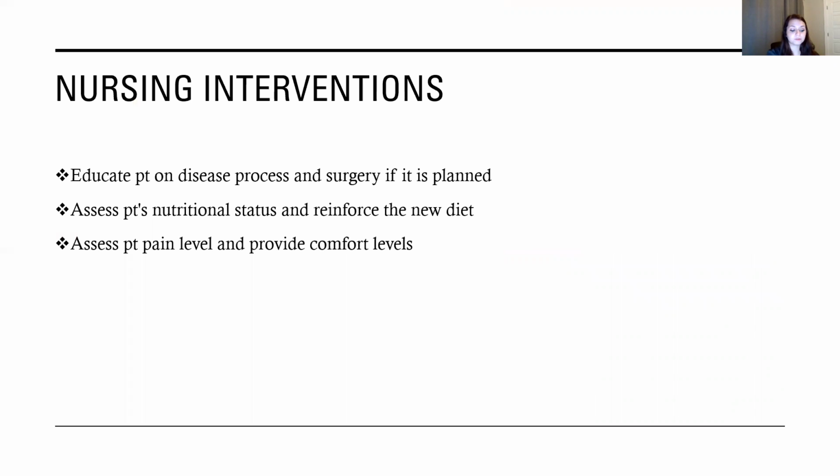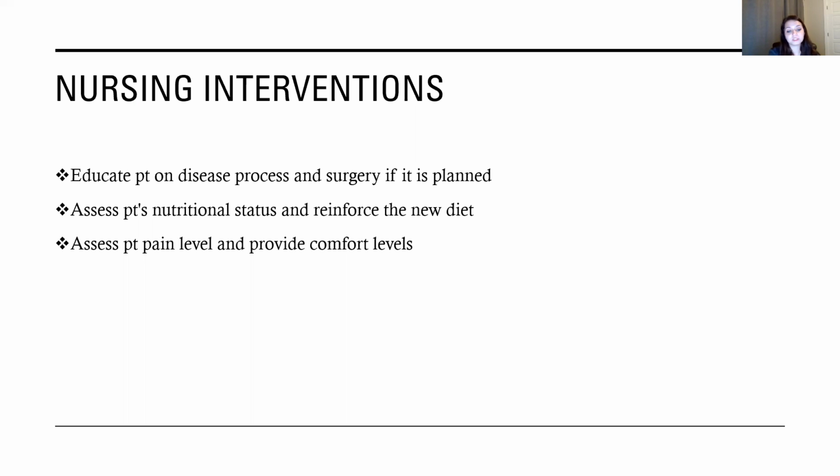Some nursing interventions would be to educate the patient on the disease process and surgery if it's planned. A lot of times this is a temporary surgery, like a temporary colostomy. So the stoma can usually be closed within 6 weeks to 3 months. So we can educate our patient on how to clean it and take care of it during that time.